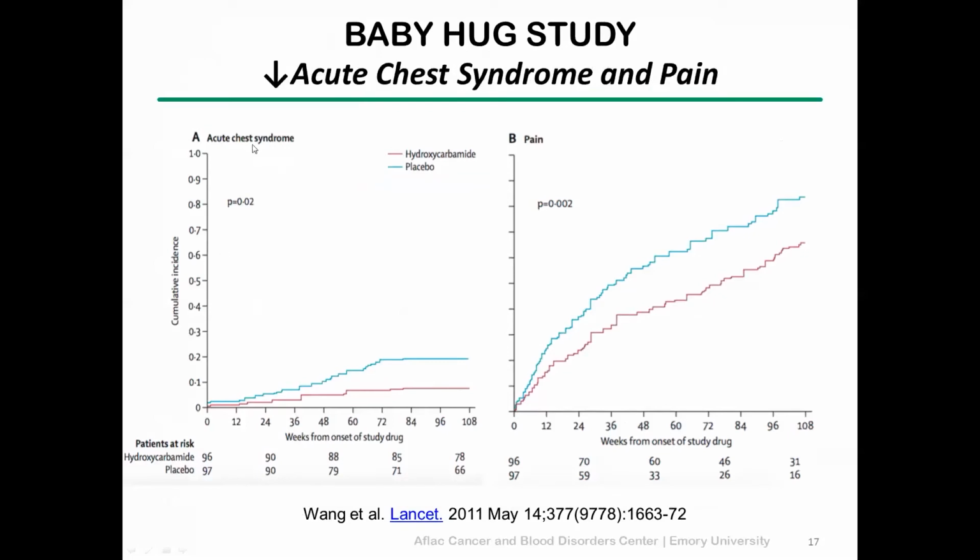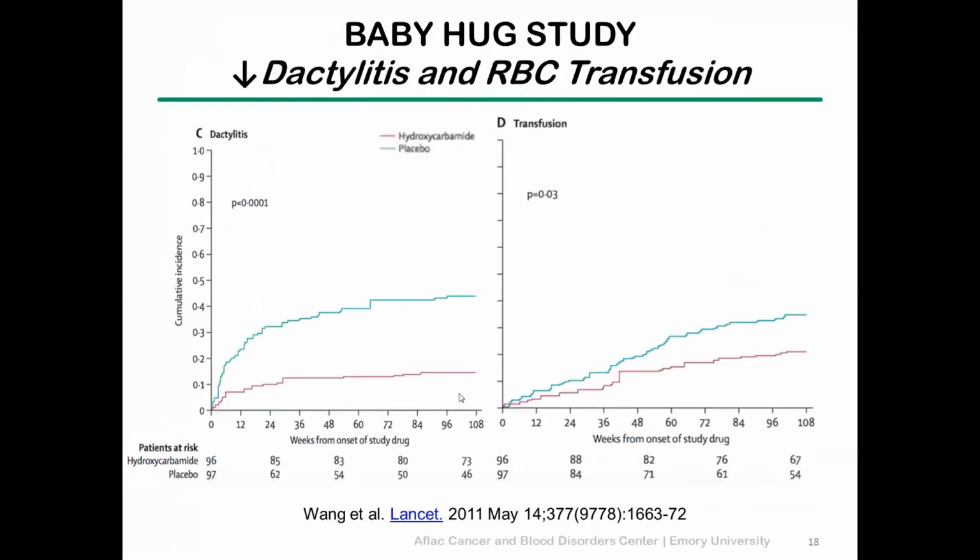This slide shows the differences between how many times individuals had acute chest syndrome on the left, and had episodes of severe pain on the right. Again, the kids who were taking the hydroxyurea in this study, shown in red, had less acute chest syndrome, less pain, and also less dactylitis.